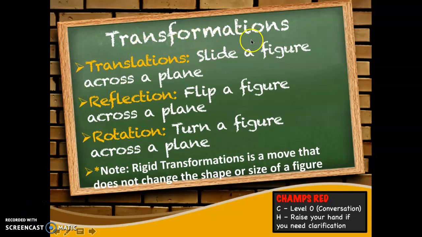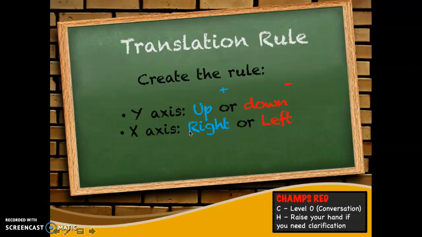We're going to be looking at transformations here. In this case, we'll talk about translation, which means to slide, reflection, which means to flip, and rotation, which means to turn. Translation rules. Remember, if you're going on the y-axis, you're either going up or down, which is positive or negative. Or on the x-axis, you're going right or left, which is either positive or negative.